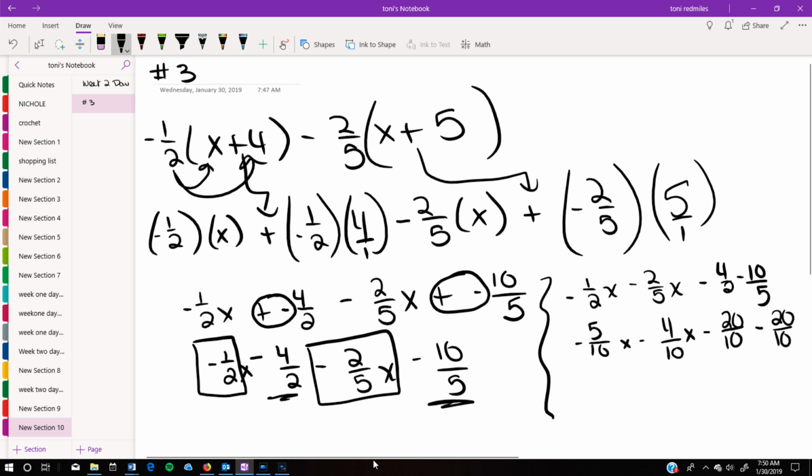These two are alike, so let's combine them. Negative 5 minus 4 is a negative 9/10 x. And now these two, because they're like, negative 20 minus 20 is going to give me a negative 40/10. Don't say 0 because they're both negative, which means I add them. All right, so let's clean this up because I can take 10 and divide it into negative 40, and my answer would be 4. If 10 goes into 40 4 times.